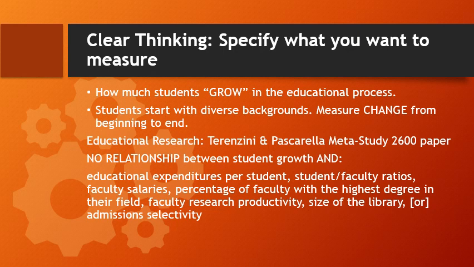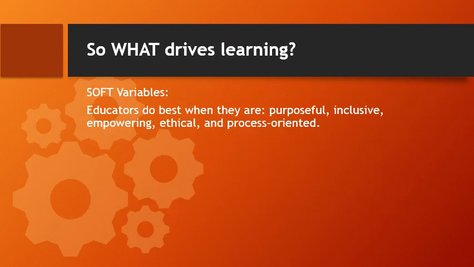And the conclusion is basically that if we look at the actual target, student growth, and we look at the inputs, the educational expenditure per student, student-faculty ratio, salaries, percentage with degrees, faculty research productivity, size of library, selectivity, all of these things that are being measured, there is no relationship. So this is really surprising but important results. So the use of inputs to measure the quality of education is just meaningless. It has no validity at all. So if these things don't matter, then what does matter?